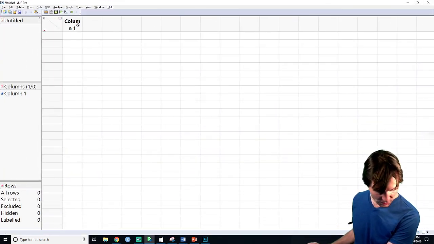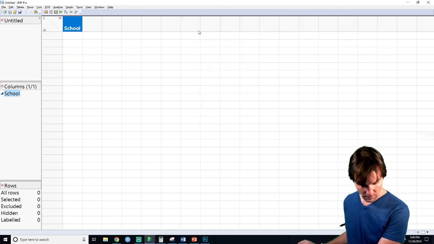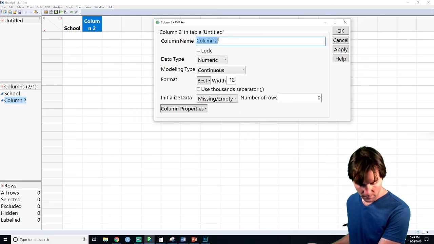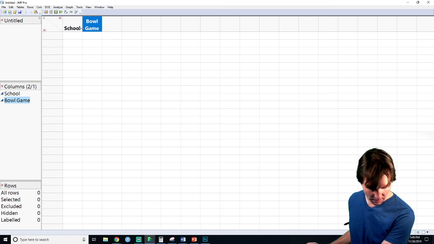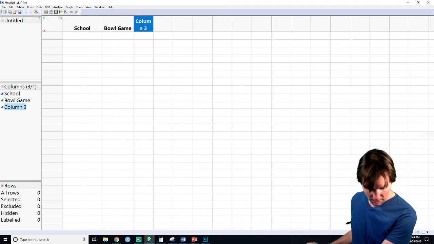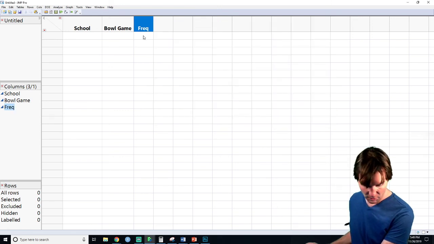So what we need right here is school. And we need right here bowl game. And this will be help for the homework assignment if you're doing those. You can enter this into JMP. So this is a little homework help. And you need here frequency. It can be called whatever, but nicer to call nicer things.